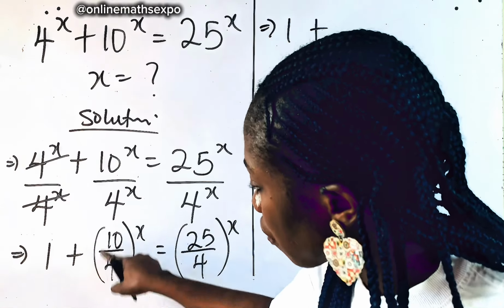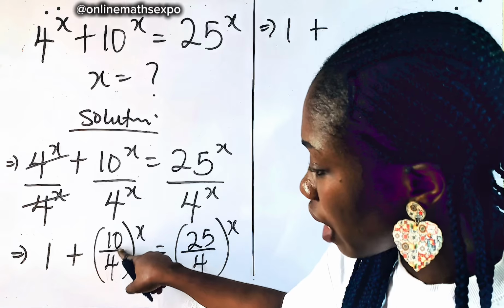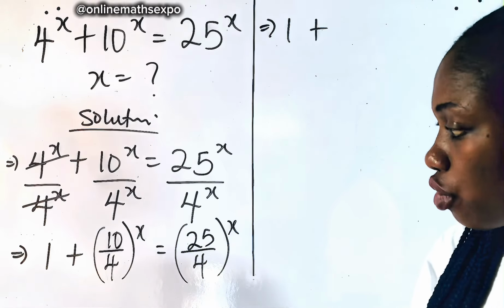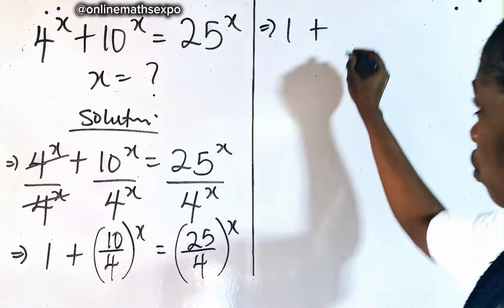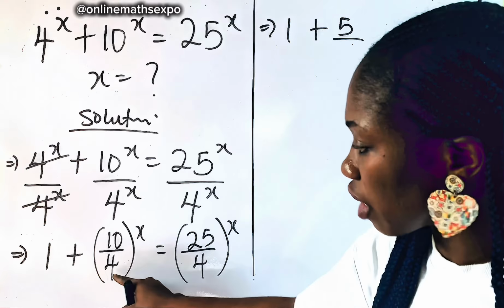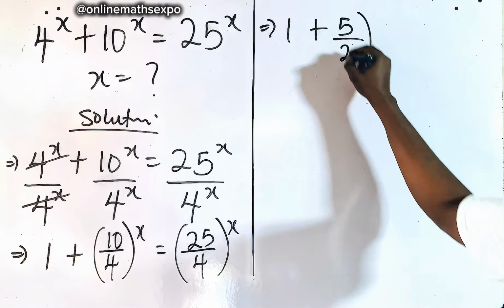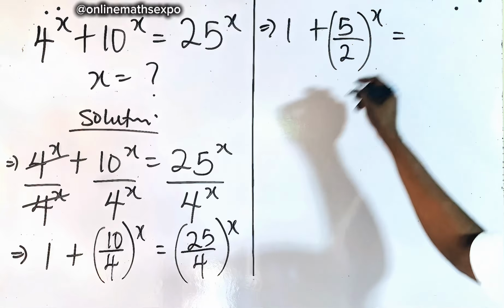Now we can simplify this, knowing fully well that a number can divide 10 and 4. So we can choose to divide each by 2. Divide this by 2, it gives us 5. Divide this by 2, it gives us 2. So this is what we have, is equal to.